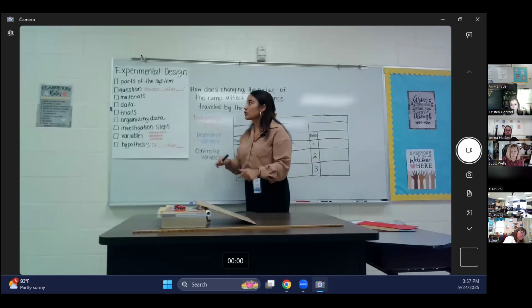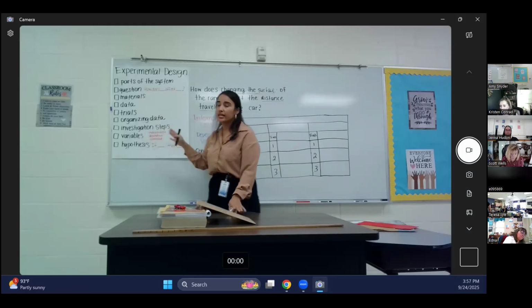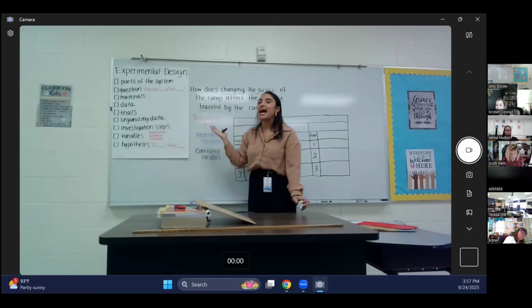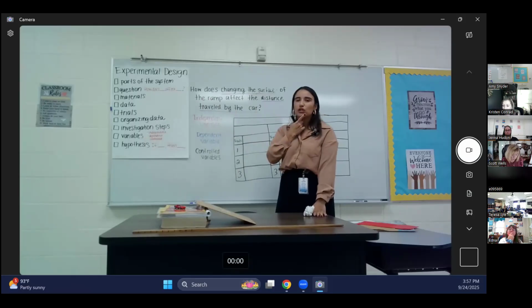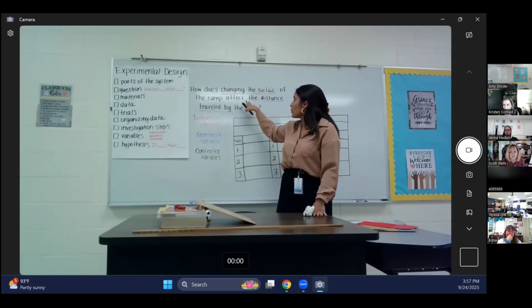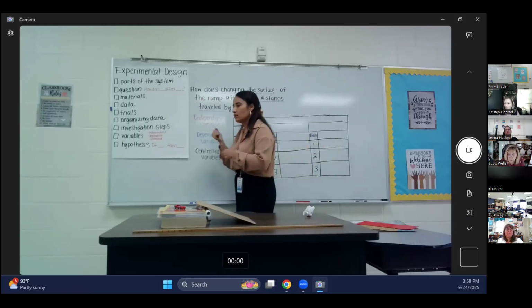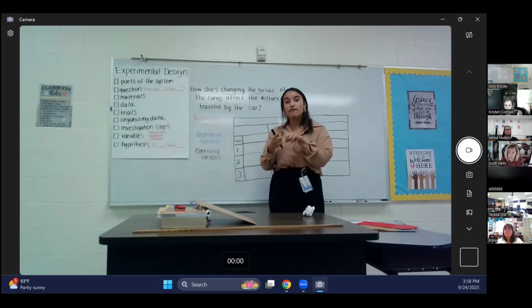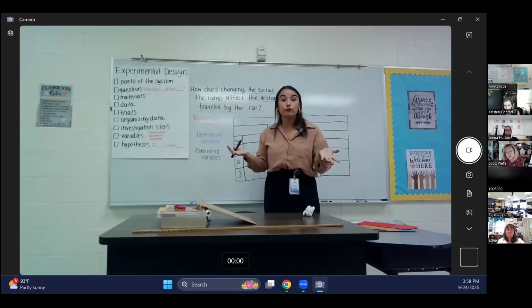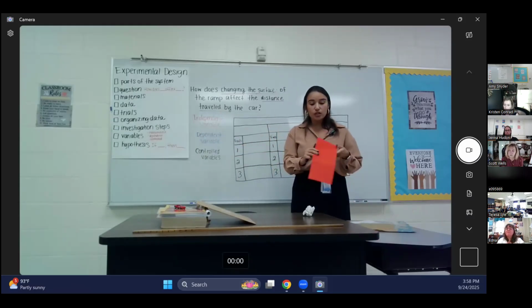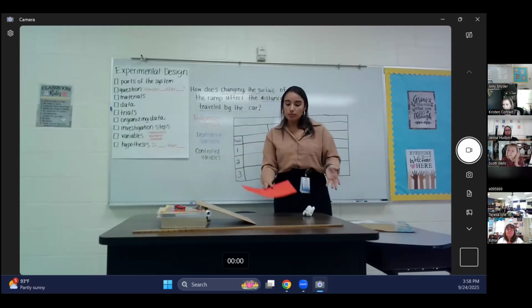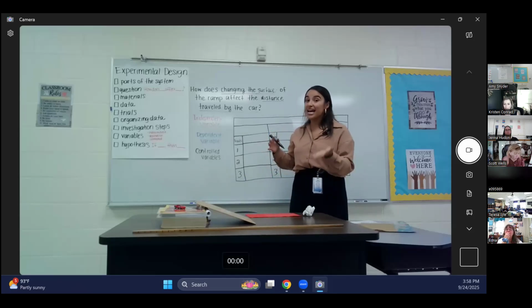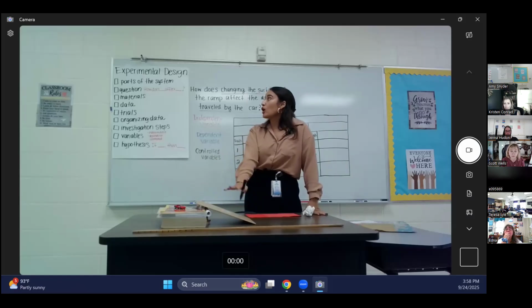So if you could go ahead and answer in the chat, what materials am I going to need in order to test that question? So what materials do we need? We want to test the question, how does changing the surface of the ramp affect the distance traveled by the car? Okay, felt. I heard someone say felt, foam, sandpaper, foil. So different surfaces, right? Very good. So we're going to use foam, and you're going to use what you have available, but you would use 3 different surfaces to test. And then we also, of course, still need our ramp system.